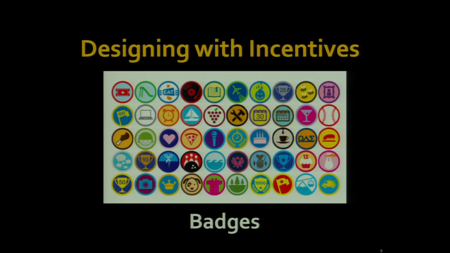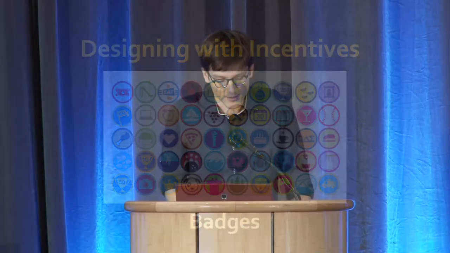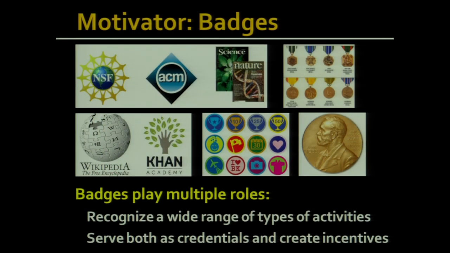So the first question is, how do we design with incentives, right? For example, the incentive mechanism I'll be using as an example here is this notion of badges, right? When a user does something, you give them a little badge next to their picture. And badges are extremely common, right? We use them in science to recognize awards. The Army uses them to recognize special achievements. Various kinds of websites, from education to Wikipedia, are using badges to motivate their users, right?